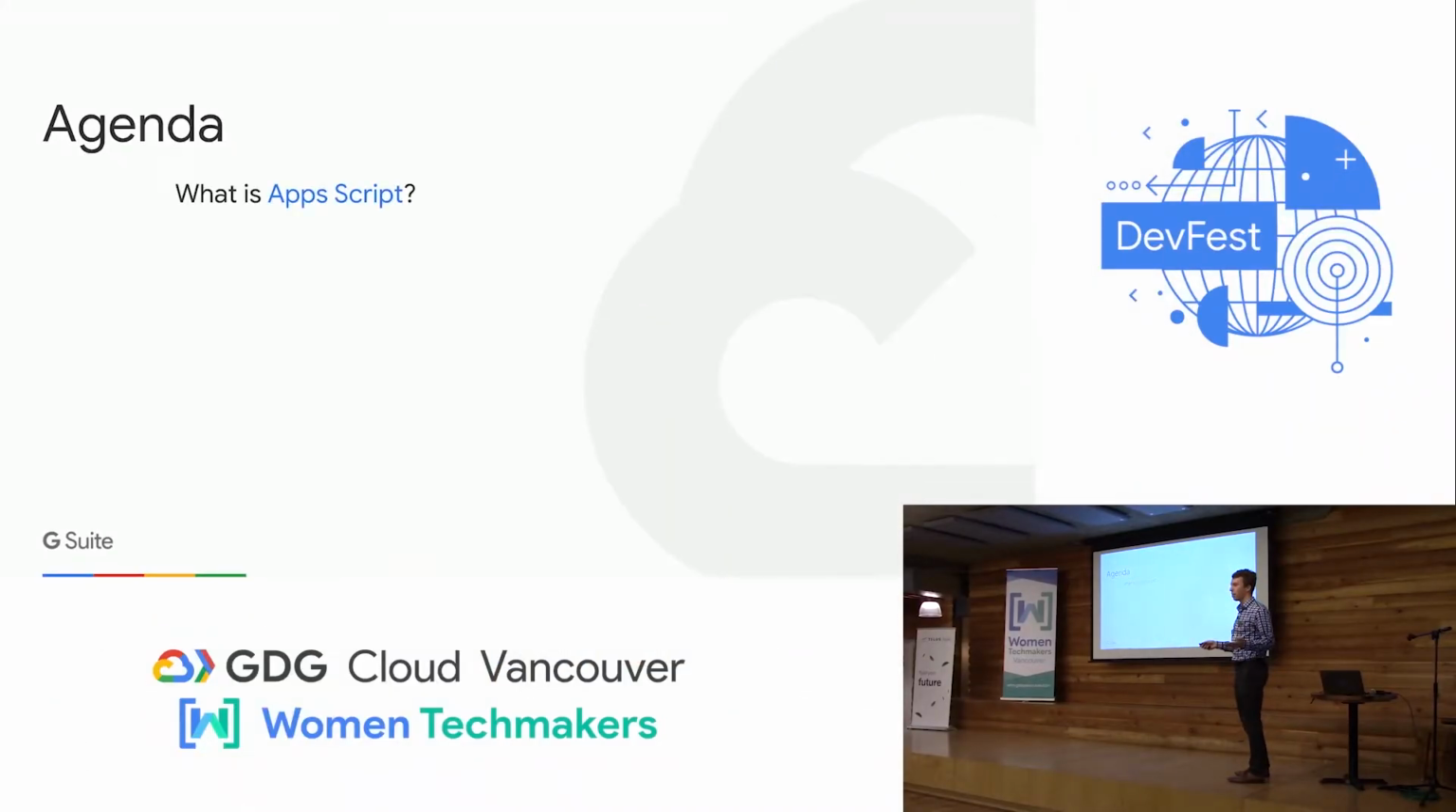Today, I'd like to talk about, first, what is AppScript? How can you use this language to empower your G Suite? Second, Google Sheets custom functions. This is a really powerful way to extend Google Sheets to fit your needs. It's just all JavaScript and Google Sheets.